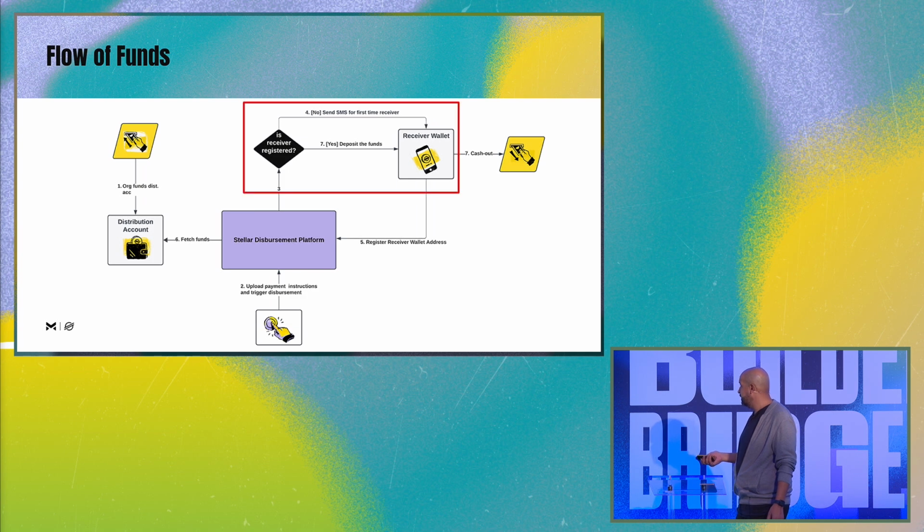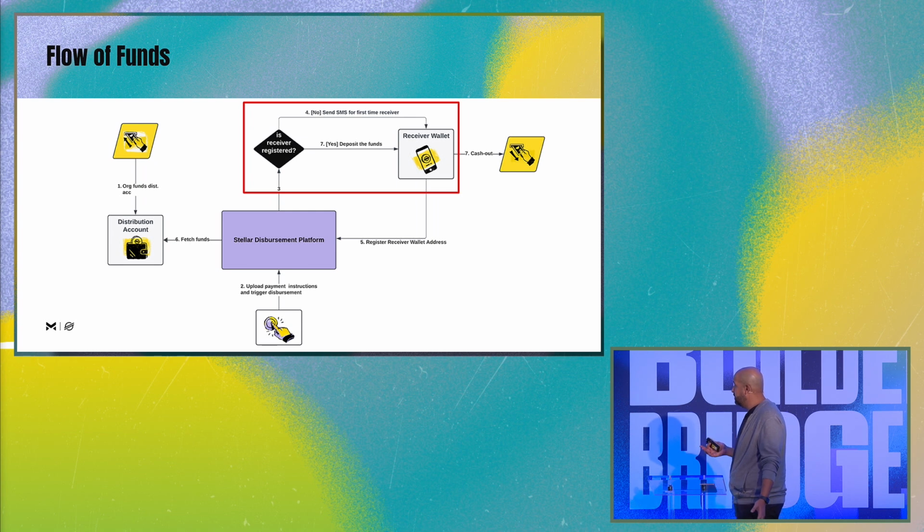So once that's done, the next step is the receiver registration and the wallet onboarding, basically. Here you have two paths. In the first path, your receiver is not registered. So in that case, your SDP cannot associate the ID that you uploaded, so the phone number or email. It can't associate it with an actual wallet ID.